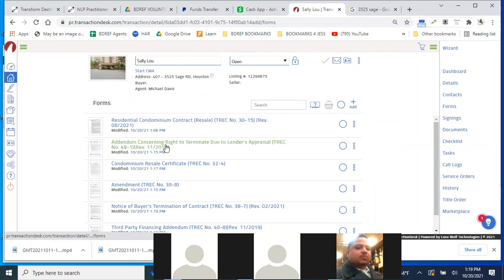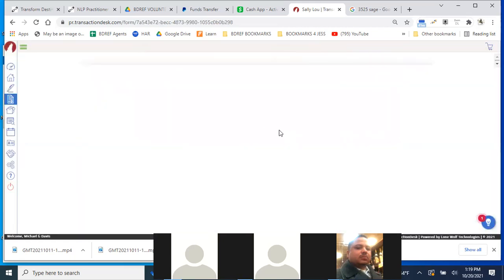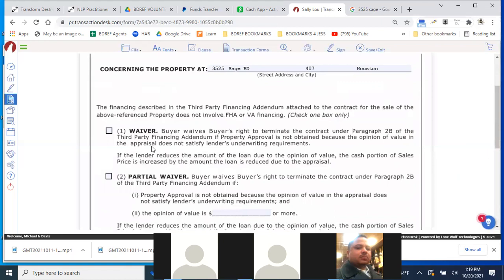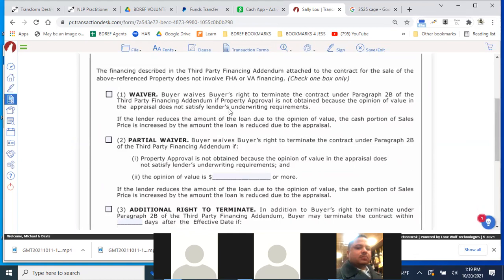Let's see. Here's that addendum concerning the right to terminate. So again, this goes right along with the third-party financing addendum. This is the one that you use. So buyer waives the right to terminate if the property is not obtained because the opinion of value does not satisfy the lender's underwriting requirements. And all that's saying is, if it doesn't appraise, because the lender's going to require it to appraise for the number you're purchasing it for. Even if you put 20% down, their percentage is only going to be based off of the property appraising for the amount that's on the contract.